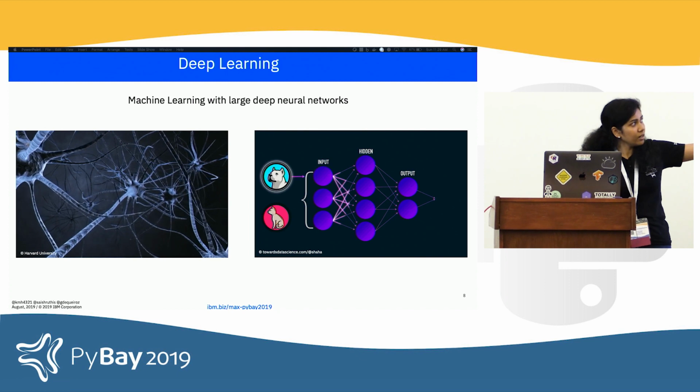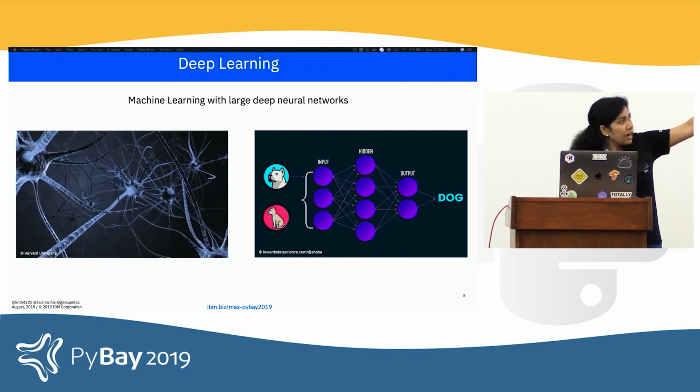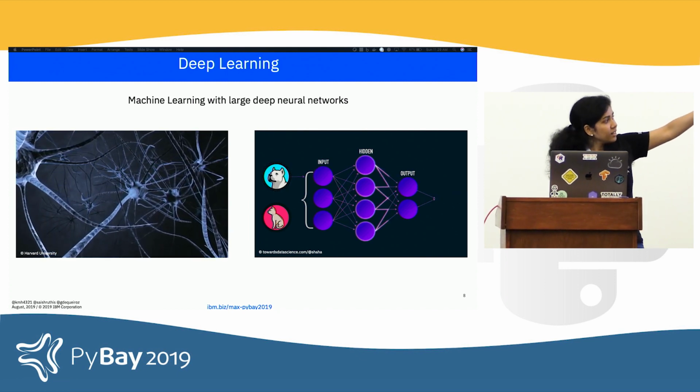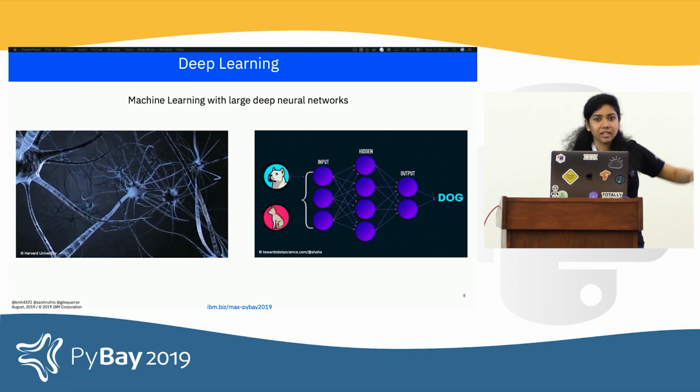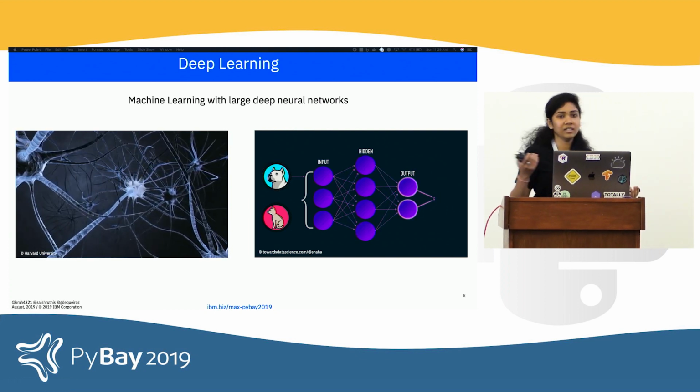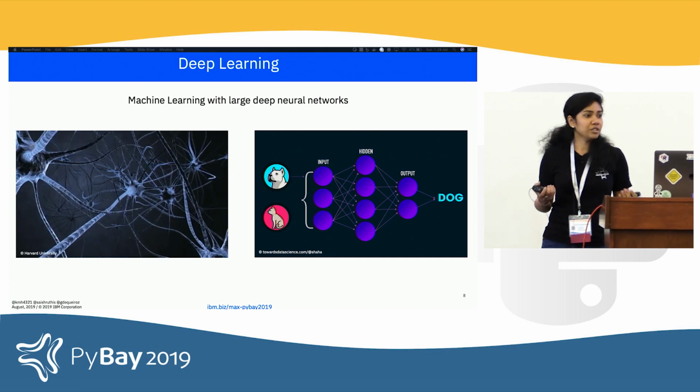This is a very simple one. The first layer is called the input, and the middle one is called the hidden layer, and the last is the output layer. And imagine thousands of hidden layers inside, and they form the large deep neural networks.